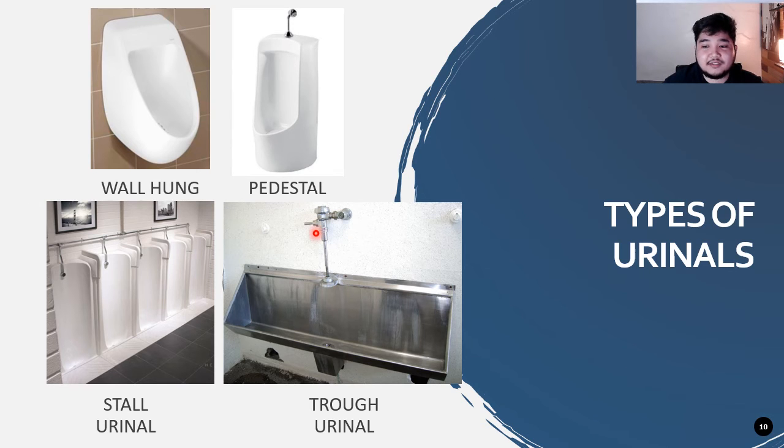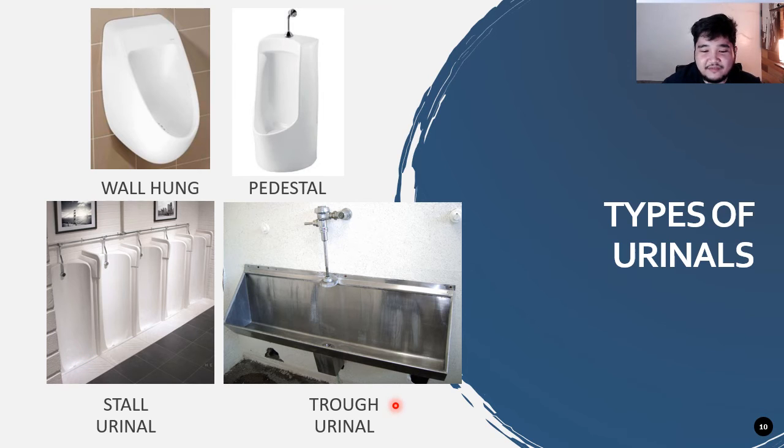Now let's go to the types of urinals. The types of urinals are usually just based on how they are installed. So we have four types. We have the wall hung, the pedestal, the stall urinal, and the trough urinal. The wall hung urinal is obviously attached to the wall, and the pedestal rests on the floor. And then for the stall urinal, actually the whole stall is already the urinal. You can see from this picture right here, this is one stall, the second, the third, the fourth, and the fifth. They actually occupy the whole three walls here and then the floor.